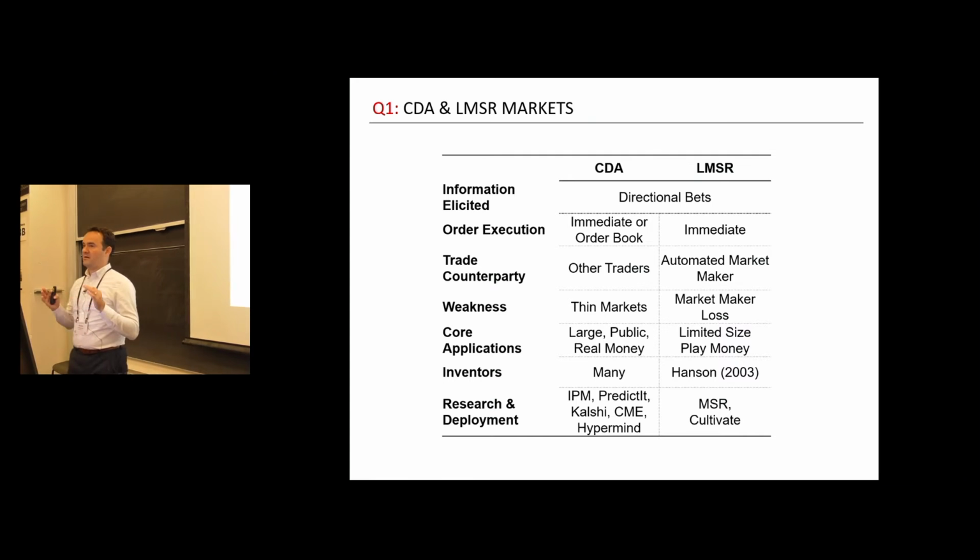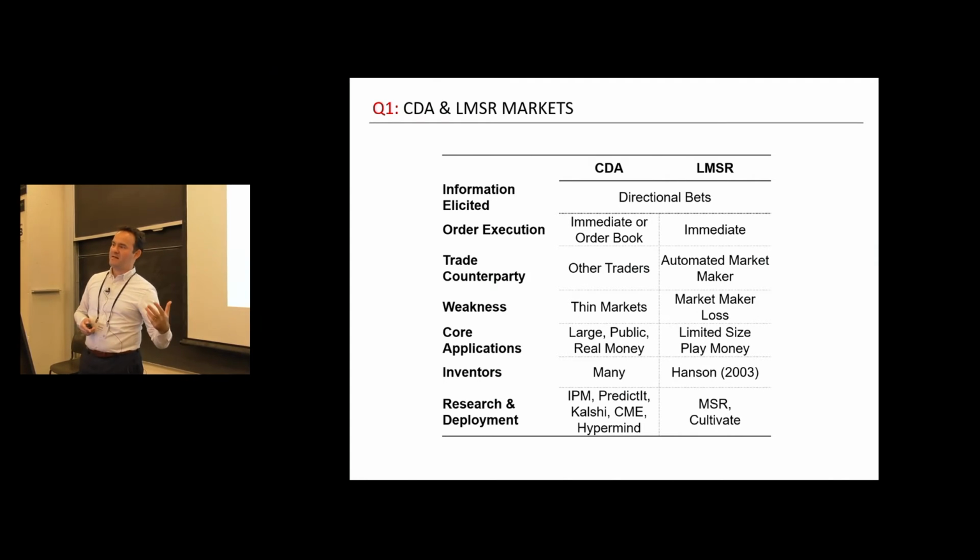You may be familiar with the difference between continuous double auction and logarithmic market scoring rule markets. Both of them elicit directional bets. In CDAs, the order execution is immediate if there's another order on the other side, or it stays on an order book. In an LMSR, it is immediate. You always have a trade counterparty in the LMSR market because it's the automated market maker. The weakness in implementation is that when CDA markets are thin, they may produce less accurate forecasts.